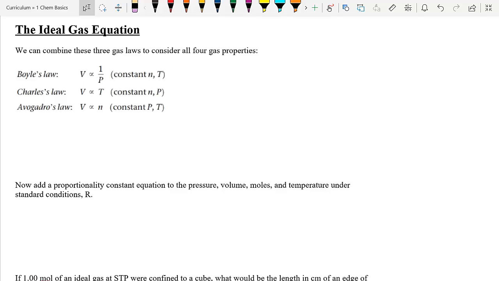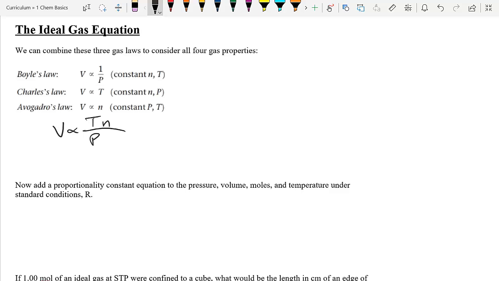We're going to look at the ideal gas equation now. So the three relationships that we've explored to this point are Boyle's, Charles's, and Avogadro's laws. In these three scenarios, what we can do is essentially put them together, and we'll see that the volume is going to be directly proportional to 1 over P, so our P goes on the bottom. It's proportional to temperature, so the temperature goes on top, and it's also proportional to the number of moles, so the number of moles goes on top.